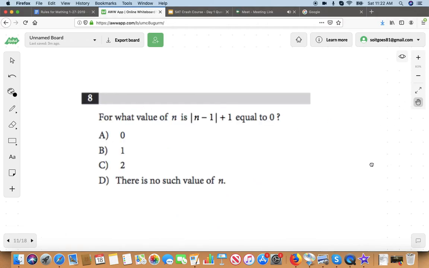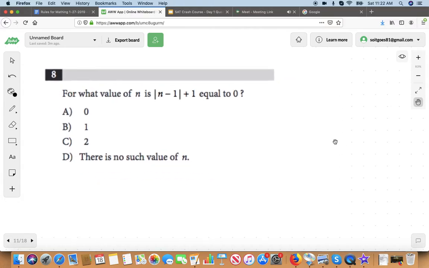Go ahead and read number 8 for me, please. For what value of n is |n - 1| + 1 equal to 0? Okay, for what value of n is |n - 1| + 1 equal to 0? What are we solving for here, Caden? We're solving for n. Yes, we are.